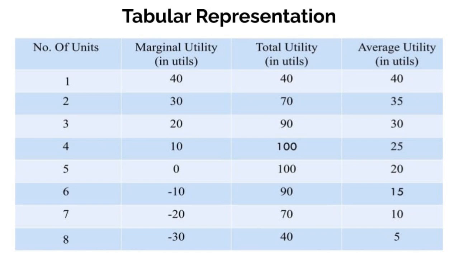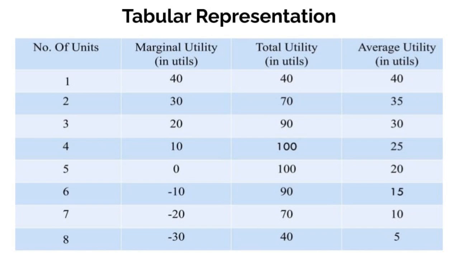At sixth unit, you need to notice here that total utility is decreasing. Total utility starts to decrease from the sixth unit of consumption. Why? Because from the sixth unit, marginal utility is here in negative figures. So when you add 100 plus minus 10, it will give you 100 minus 10, that is 90 utils of utility. At 7th unit, total utility is 70. At 8th unit, total utility falls to 40 utils.